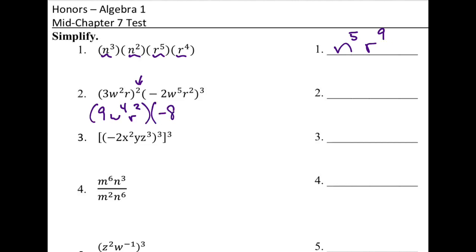Again, a base with an exponent raised to a power. 5 times 3 is w to the 15th. R to the 2 times 3 is 6.